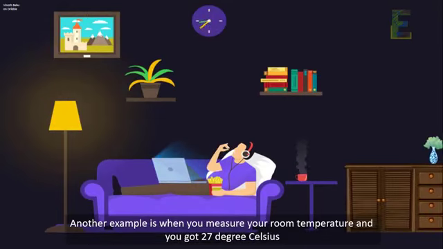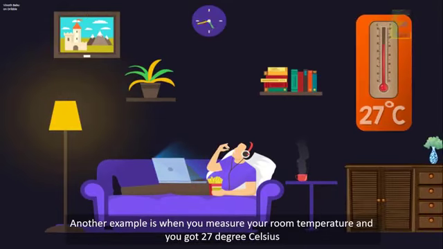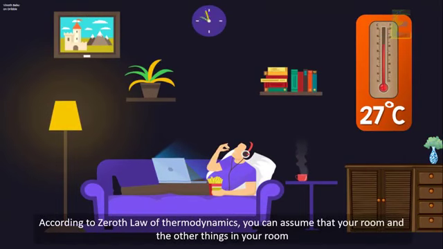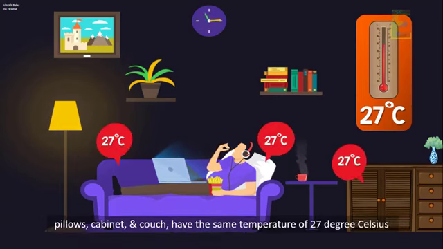Another example is when you measure your room temperature and you get 27 degrees Celsius. According to the zeroth law of thermodynamics, you can assume that your room and the other things in your room, pillows, cabinet, and couch, have the same temperature of 27 degrees Celsius.